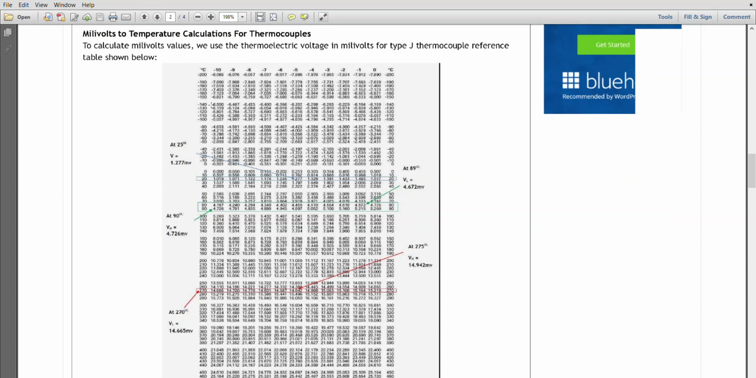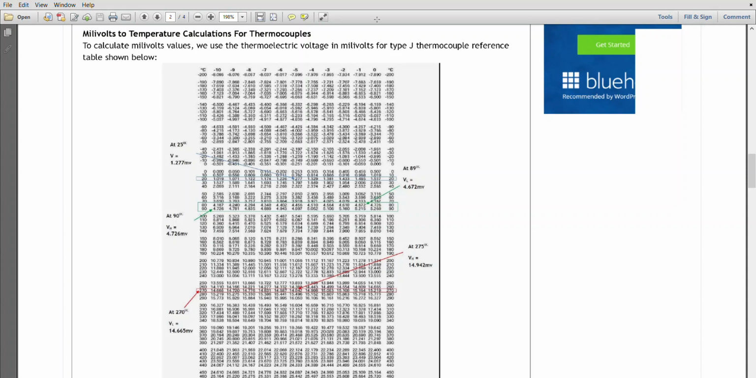So this chart has been formed after calibrating it at 0 degree centigrade. That is the reference junction, that is, the cold junction should be at 0 degree. So all these values mean that the EMF for a specific temperature is calculated when the reference junction is kept at 0 degree centigrade. Okay, so that is the important thing that you should know.